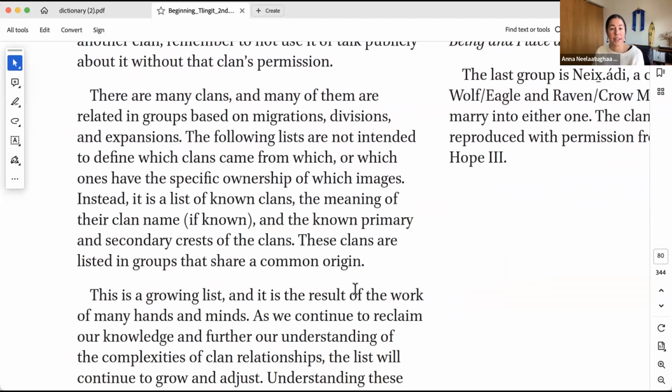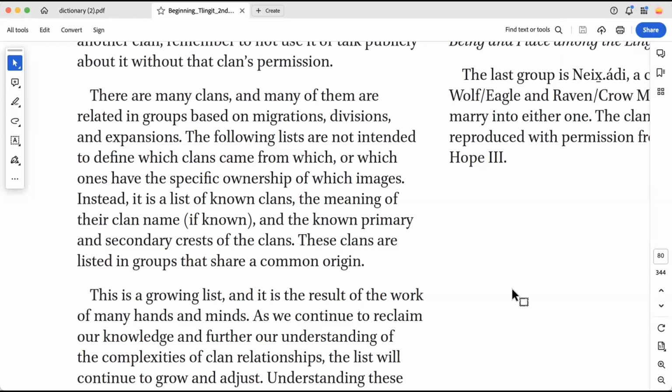There are many clans, and many of them are related in groups based on migrations, divisions, and expansion. The following lists are not intended to define which clans come from which, or which ones have the specific ownership of which images. Instead, it is a list of known clans, the meaning of their clan name, if it's known, and the known primary and secondary crests of the clans. These clans are listed in groups that share a common origin.